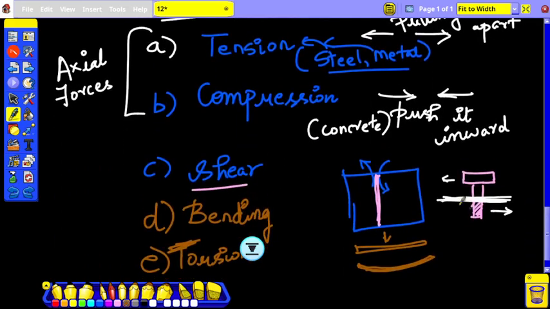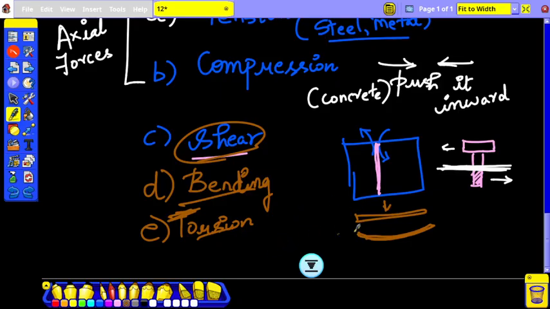Anything that you are going to do, you're going to end up in something like one of these forces. So again, pulling it apart is tension, pushing it inward is compression, a piece of paper is shear, bending is the steel scale that you use, and torsion is the sharpener and the pencil thing.